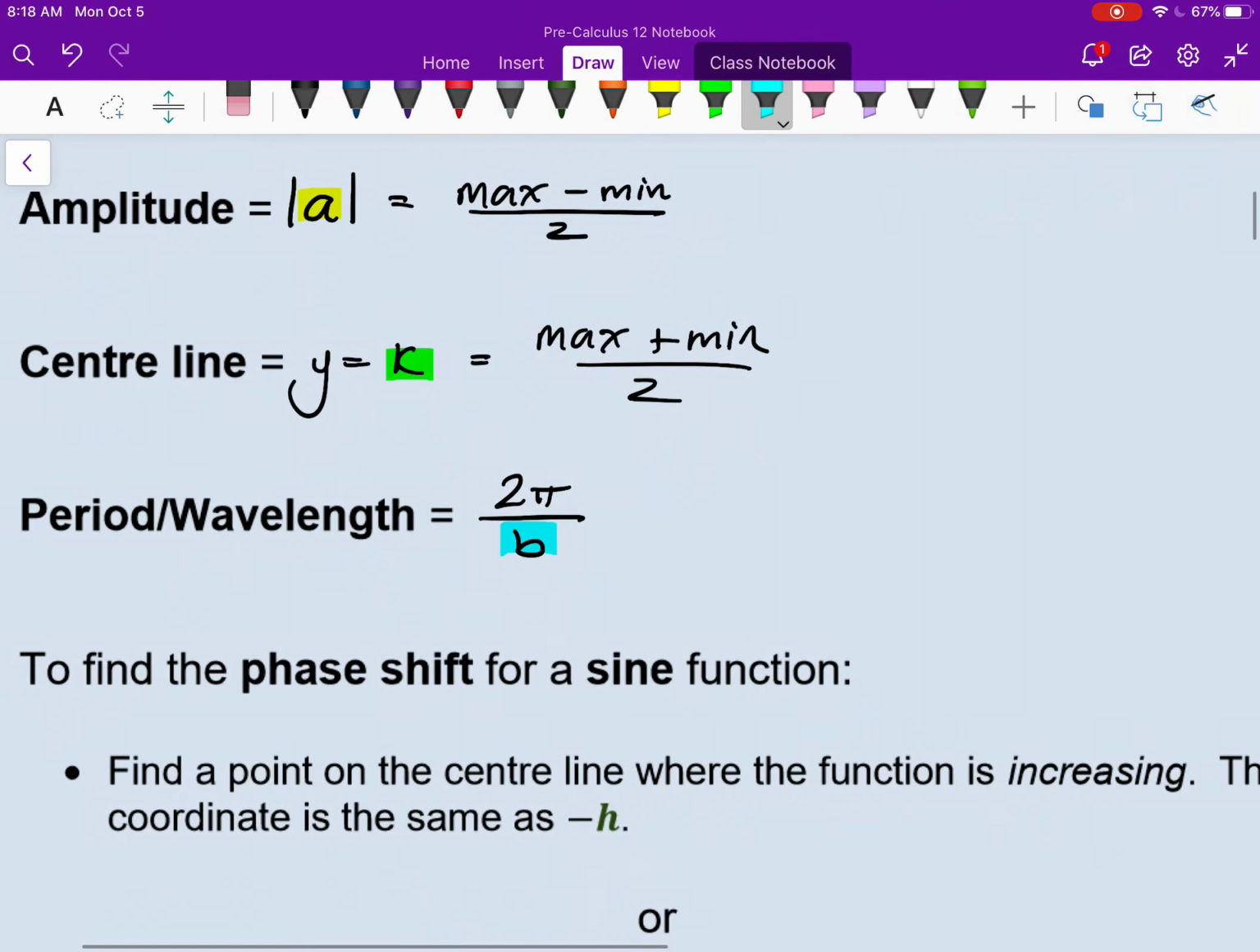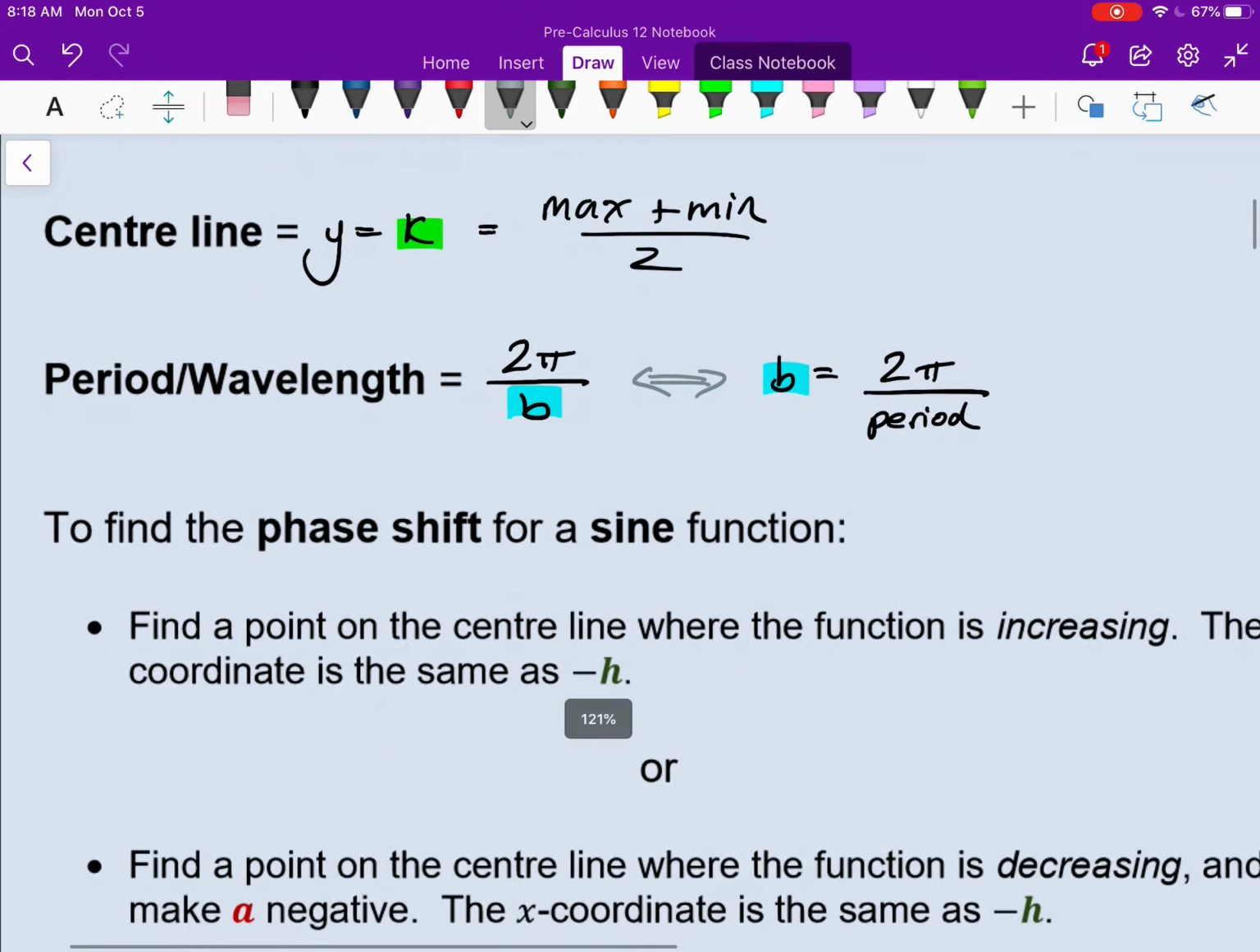However, if I take that equation, I can rearrange it. If I solve for b, multiplying both sides by b and then dividing by the period, I get that the b value is always the same as 2 pi divided by the period, or the wavelength. So these two equations are related to one another. Essentially, one is solved for period, one is solved for b.